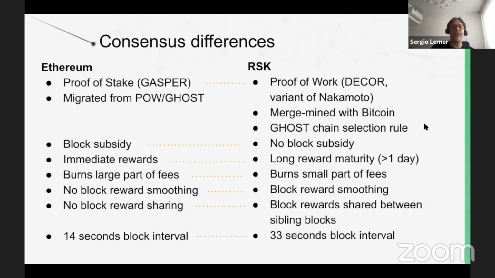Ethereum has switched to proof of stake. We've obviously stayed on proof of work. We use the D-Core protocol, which is a variant of Nakamoto consensus. It is merge mined with Bitcoin, and it is using the Ghost chain selection rule, same as Ethereum before switching. We don't have a block subsidy. Well, Ethereum does have a block subsidy.